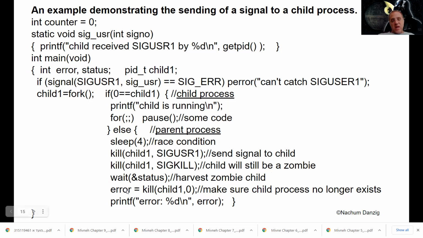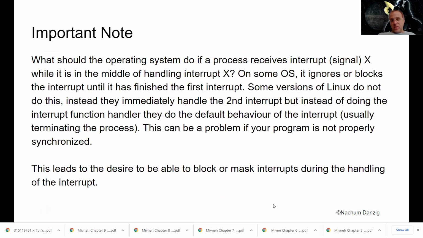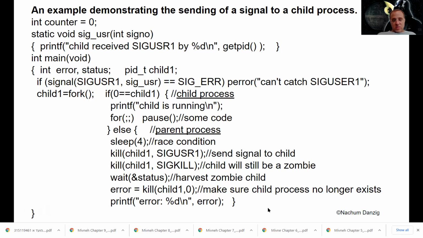And then I say kill child 1 with 0. Remember, 0 says, if he's no longer existing, tell me. So make sure the child process no longer exists. So I sent him the 0 signal, which doesn't kill him, but it returns me an error message if he's not around. And hopefully I'll get an error message because I did kill him.